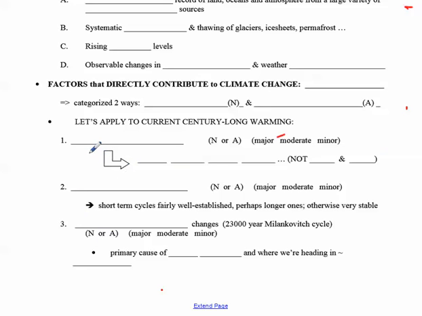Alright, so let's pick up where we left off discussing the basic science behind AGW, enhanced global warming due to human effects over the past century and a half. What we want to do in this tutorial is take a look at the major factors that directly affect climate, and those are called forcings. Okay, so you need to know that term, and there are only a handful of those.